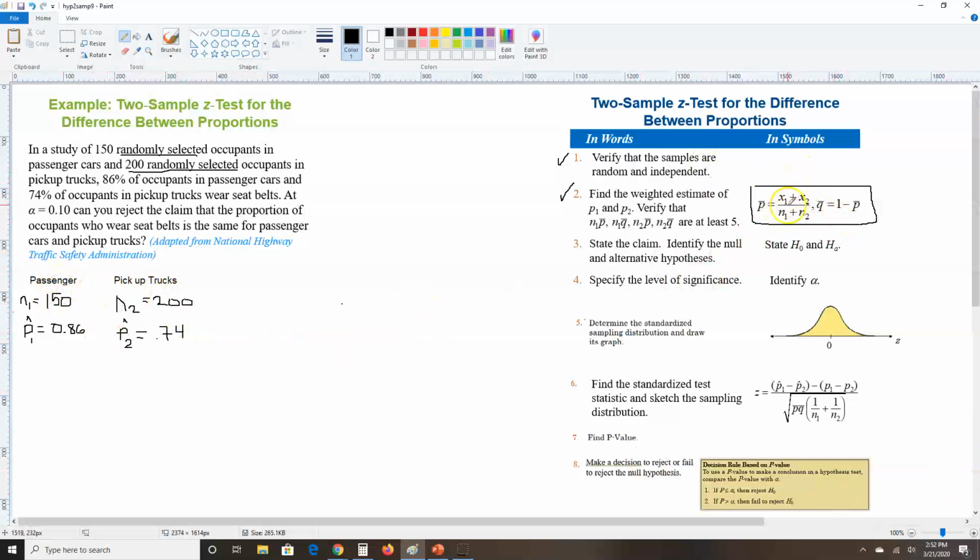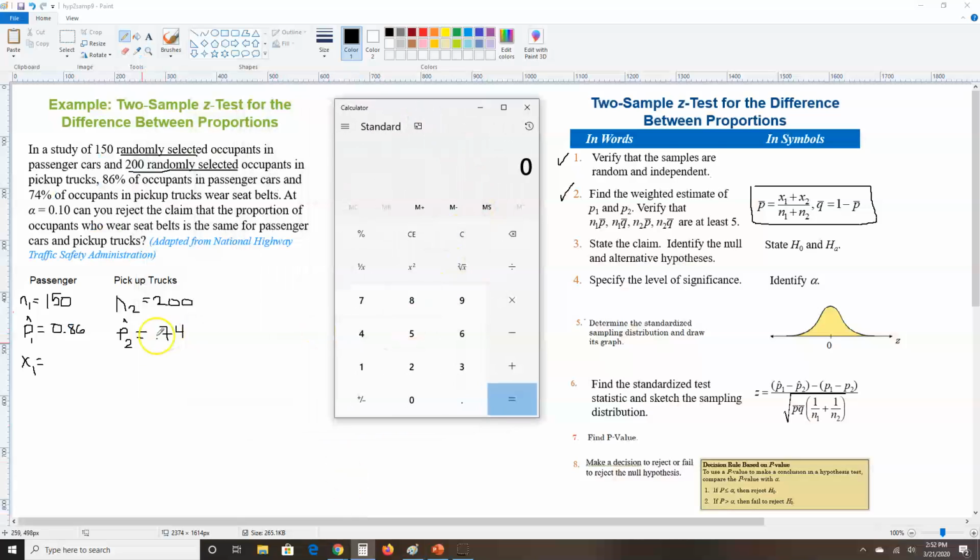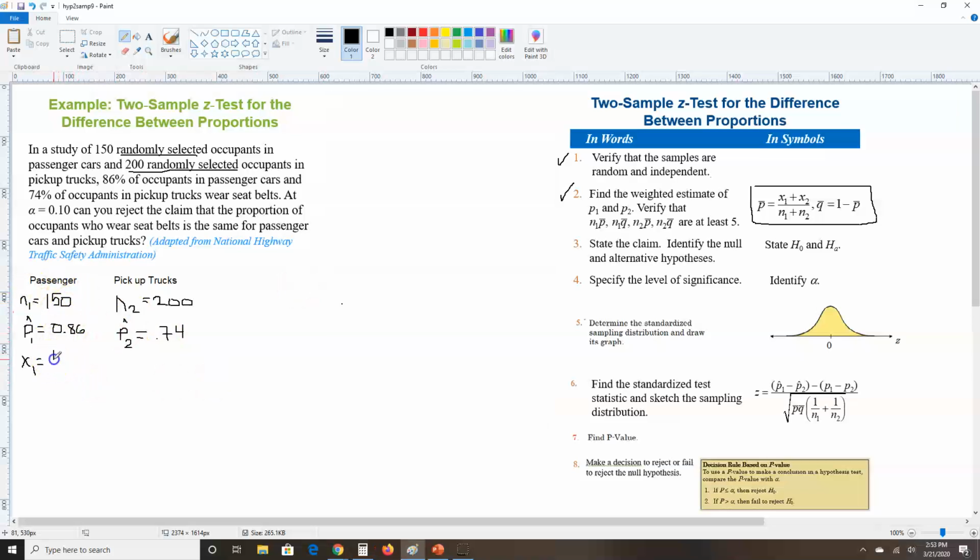However, I do not know X1 and X2, and I'm going to have to calculate those myself using basic math. We need to find out of these 150 passenger cars, how many were wearing a seatbelt. I know the percentage, but I do not know how many cars out of these 150. Basically, we're going to do a simple math computation. You multiply 0.86, the percentage, by the total of passenger cars. That will tell you how many of these 150 cars, the people inside were wearing a seatbelt. And there it is.